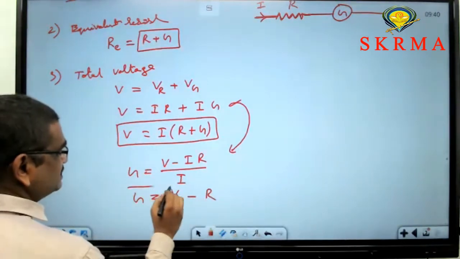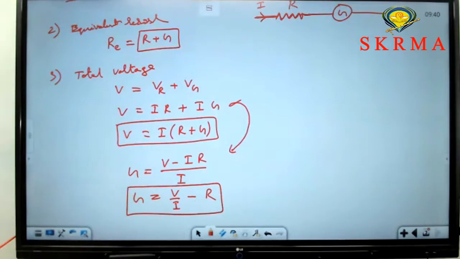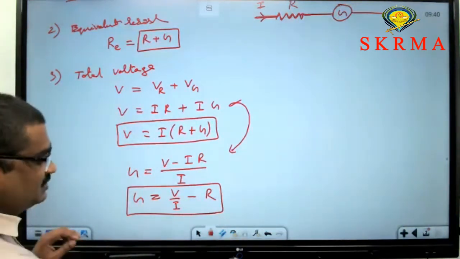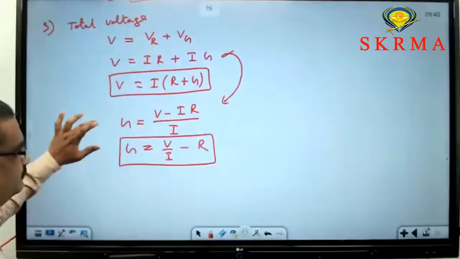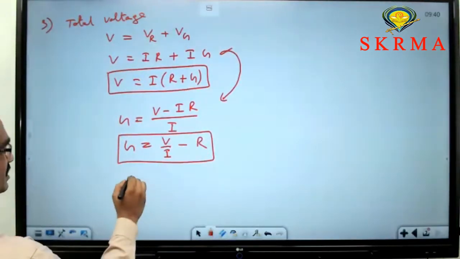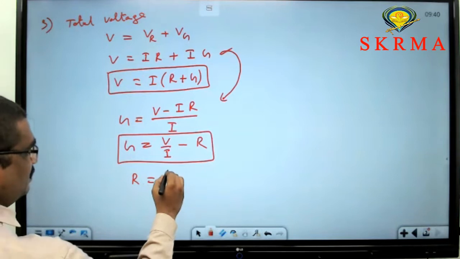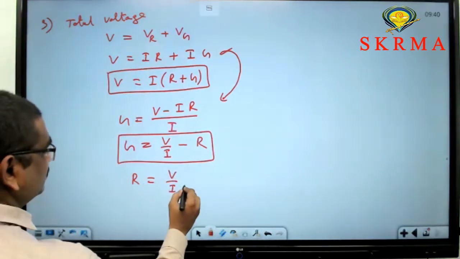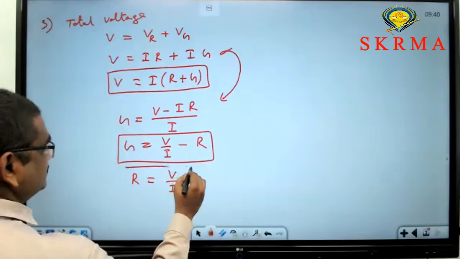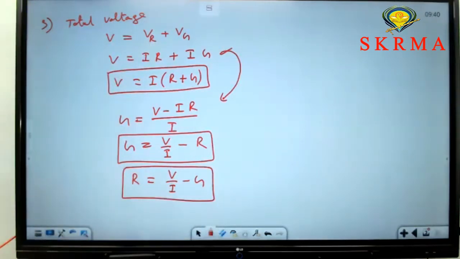This is the value of the galvanometer resistance. Or if you want to write the equation for the resistance R, then from this equation R can be written as V by I minus G. This is the resistance that is connected in series with the galvanometer.